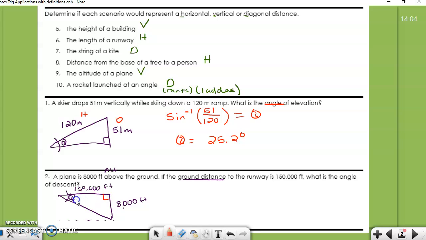There's my right angle. Theta, this is my opposite. This is my adjacent. It is the tan ratio that uses opposite and adjacent. I'm looking for an angle, so I'm going to use my inverse tan times my ratio. I'm going to put this in the calculator to get my theta. Second tan, fraction button. Theta is equal to 3.1 degrees. And that's my angle of descent.